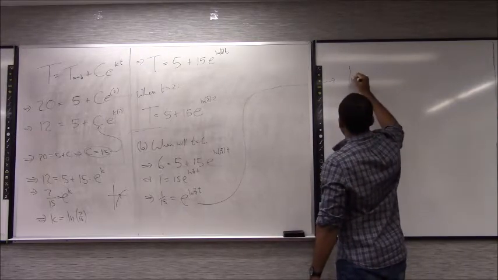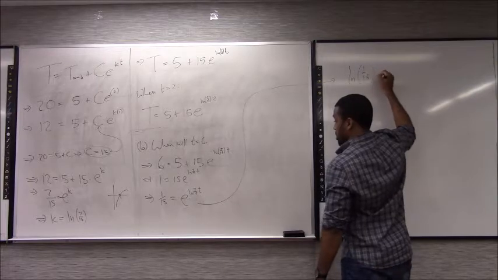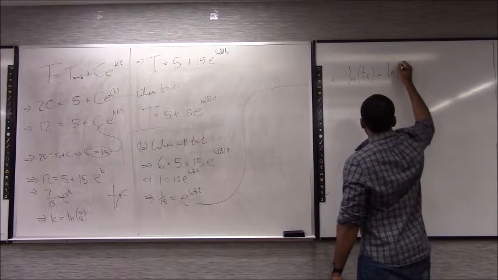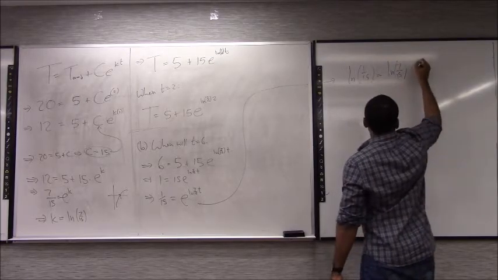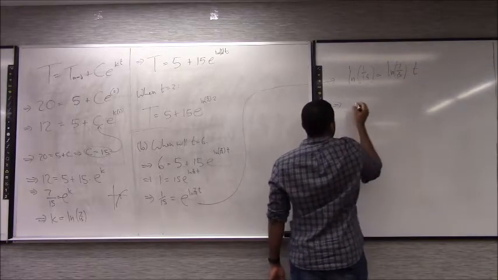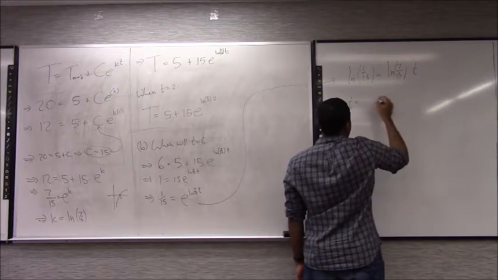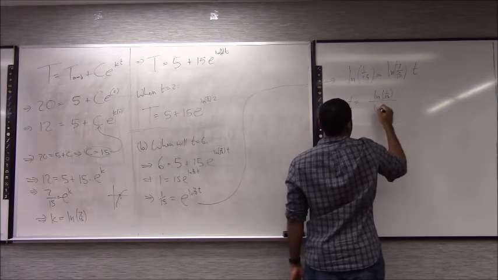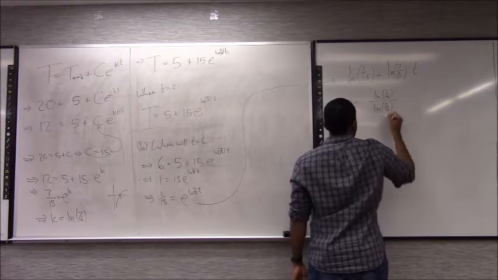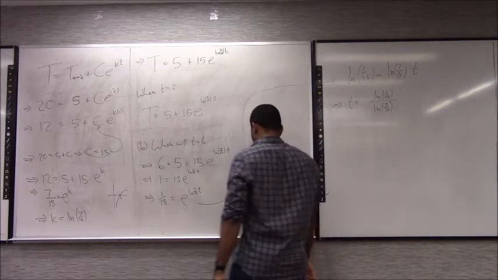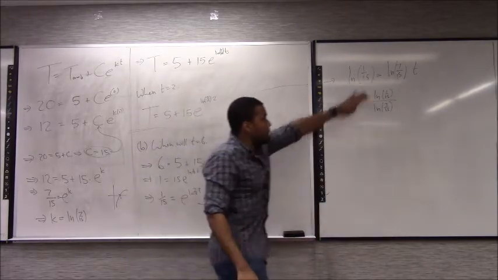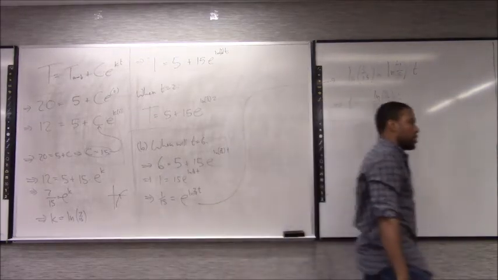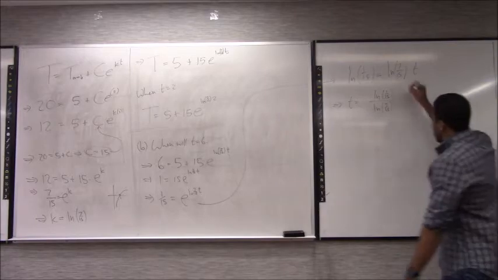This means that ln of 1 over 15 is equal to ln of 7 over 15 times t. This means that t is equal to ln of 1 over 15 divided by ln of 7 over 15. You notice that this is a negative number, that's a negative number, negative divided by negative is positive, so it is some positive time in the future, which makes sense. And that's it.